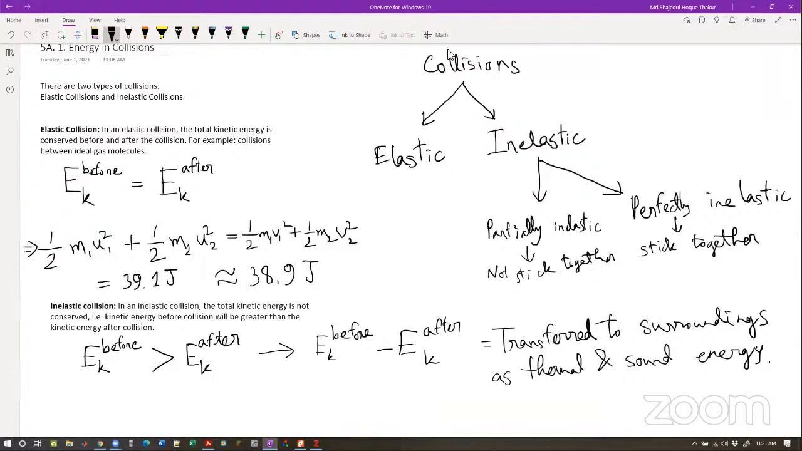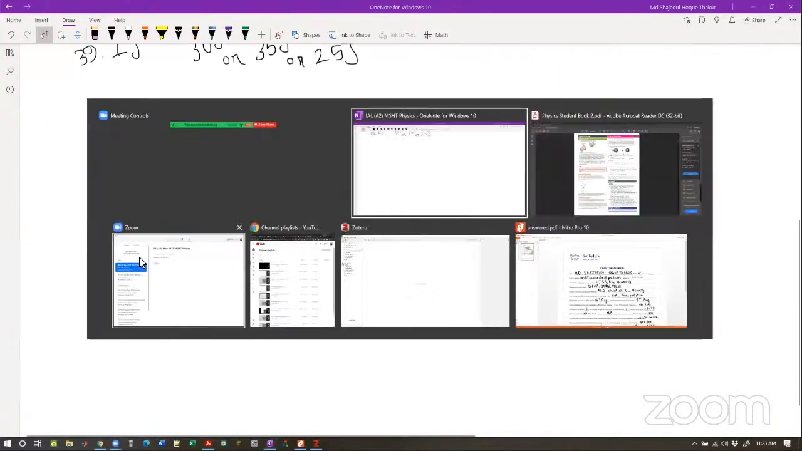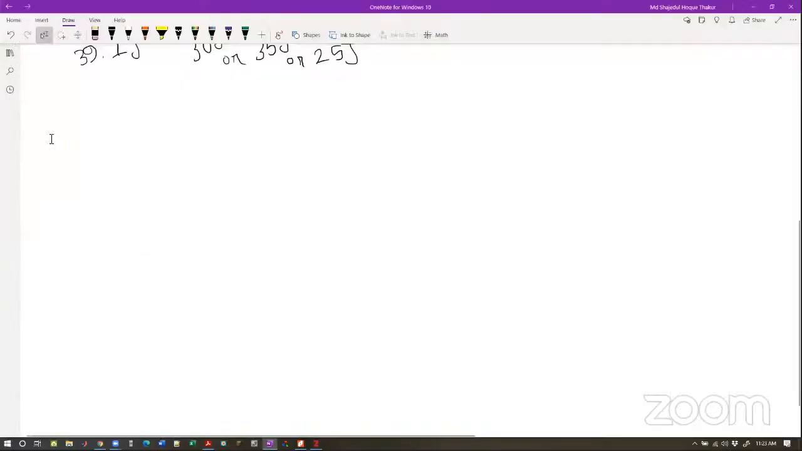যখন তোমার ইনইলাস্টিক হবে, you will see the values are far different. ইউ উইল সি যে এটা 39.1 হইলে এটা হয়তো বা 30 অথবা 35 অথবা 25, the values will be far different. It will be clearly inelastic হবে. Now let's talk about the momentum in the collisions, or rather particle momentum.